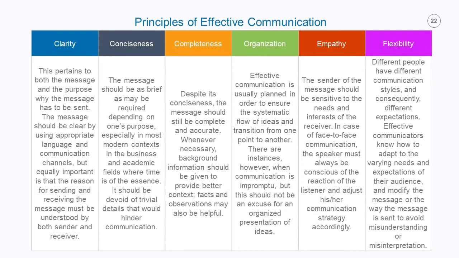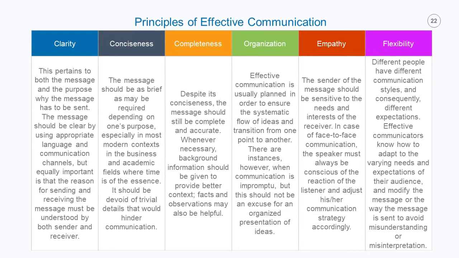Organization. Effective communication is usually planned in order to ensure the systematic flow of ideas and transition from one point to another. There are instances when communication is impromptu, but this should not be an excuse for an unorganized presentation of ideas.